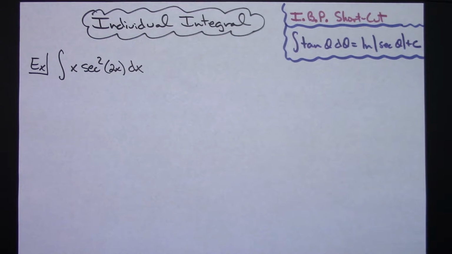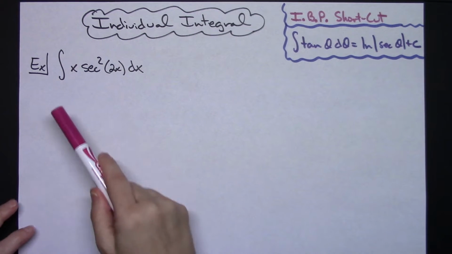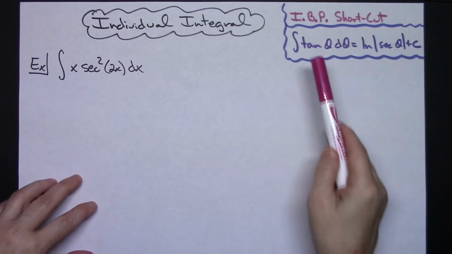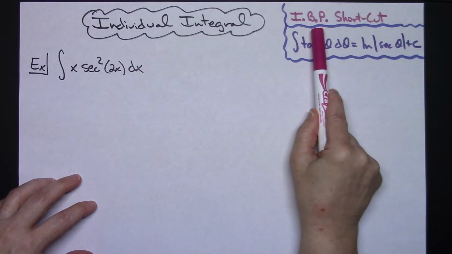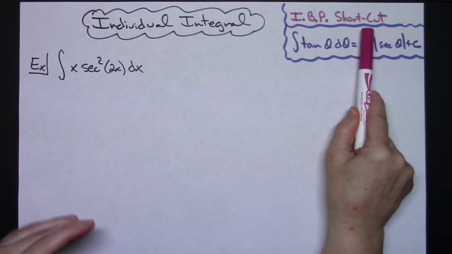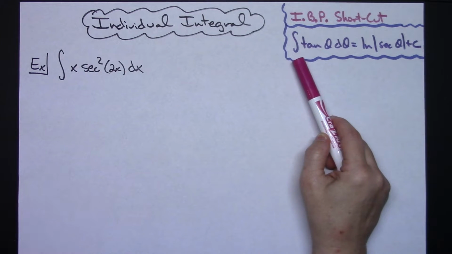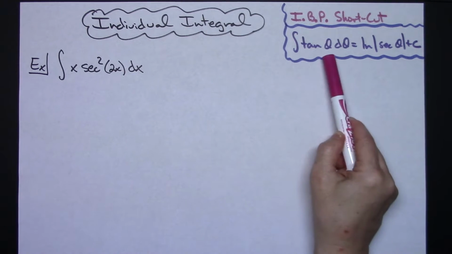In this video, I'm going to be working on an individual integral. We're going to take a look at the integral of x secant squared 2x dx. Now, in this problem, we're going to be doing an integration by parts, and I'm going to use a shortcut method. And at some point in the video, we'll have to take the integral of tangent theta d theta.